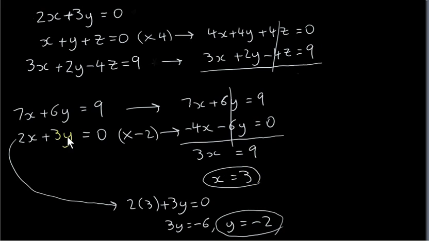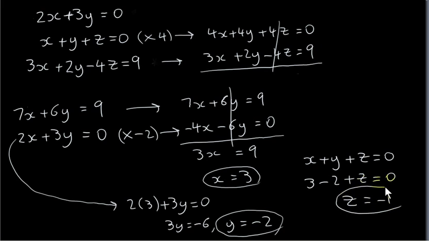Plug this value of 3 into one of these. I've plugged it into the second equation, so we get 6 plus 3y equals 0, 3y equals minus 6, y equals minus 2. Then you pick one of these two equations that has three unknowns in it. I'm choosing this one. And we plug in these values for x and y. 3 plus minus 2 plus z equals 0. So 1 plus z equals 0, which means that z equals minus 1.